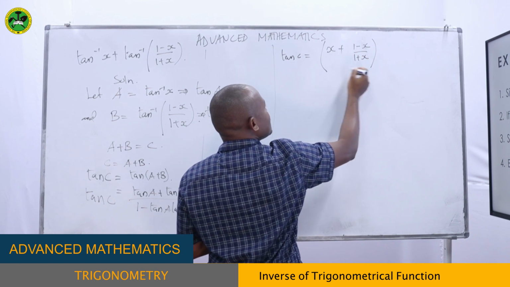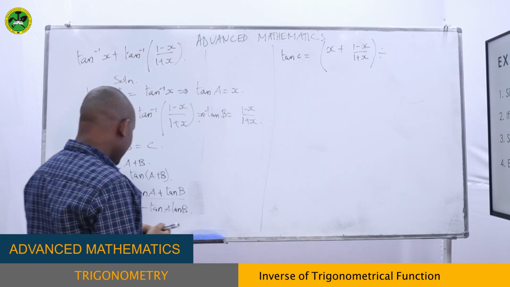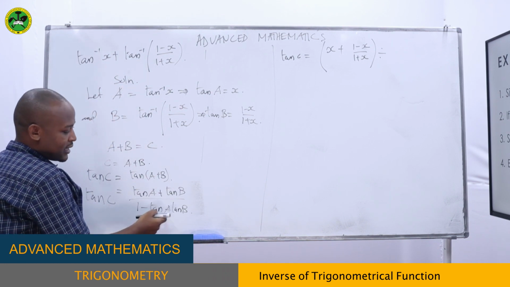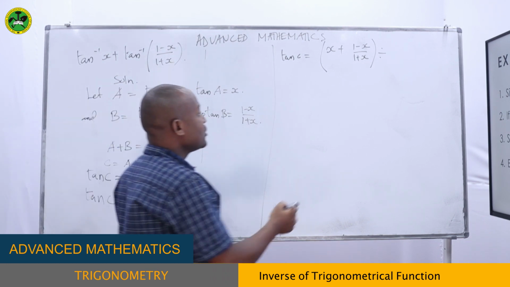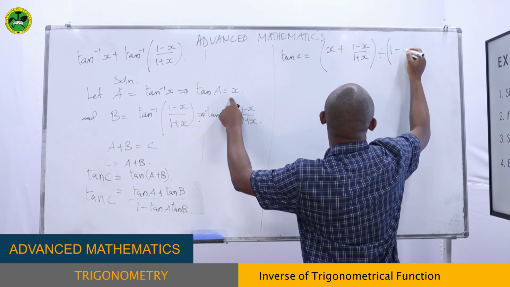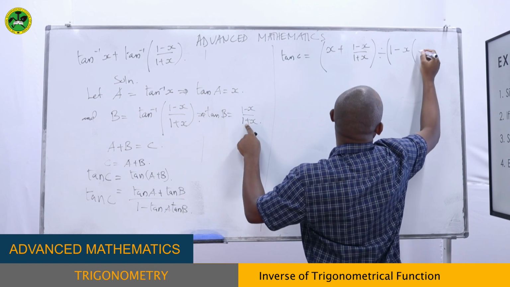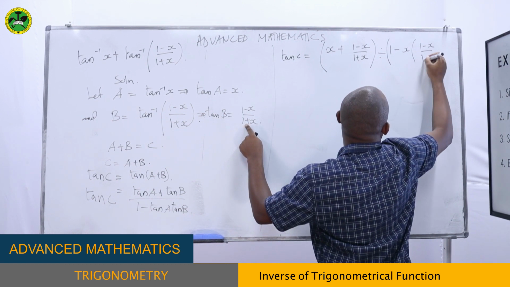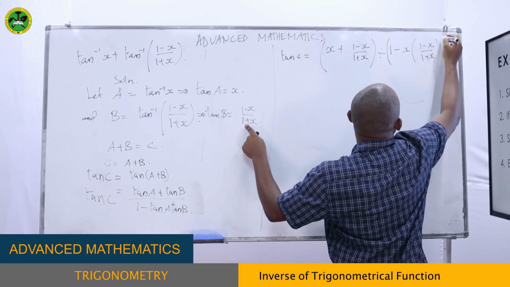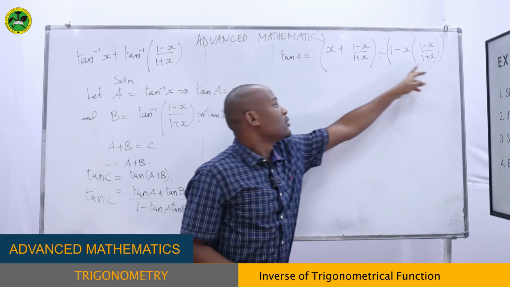I advise you to use this method. It's quite the same. Just write like that. Then we have 1 minus tan A tan B. Then how can we do that? Then we have 1 minus tan A is x, and this is multiplied by tan B, that is 1 minus x over 1 plus x, and all of that is divided by that thing.